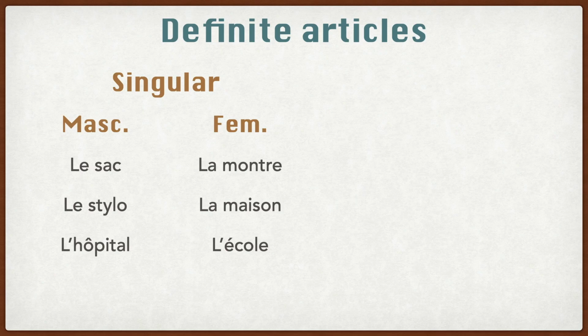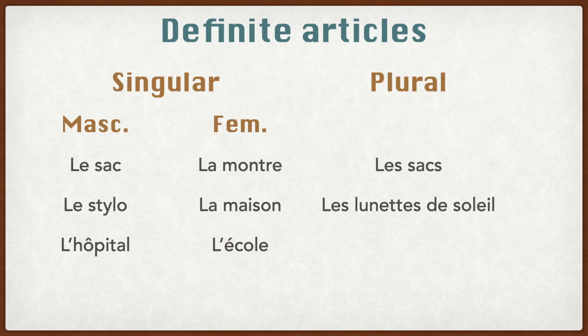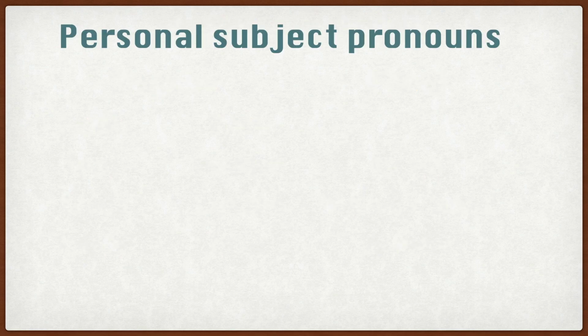For plural nouns, regardless of gender, we use les: les sacs, les lunettes de soleil, et les échos. Good job so far. Now we have already done with articles. Now let's move on to personal subject pronouns, which are I, he, she.